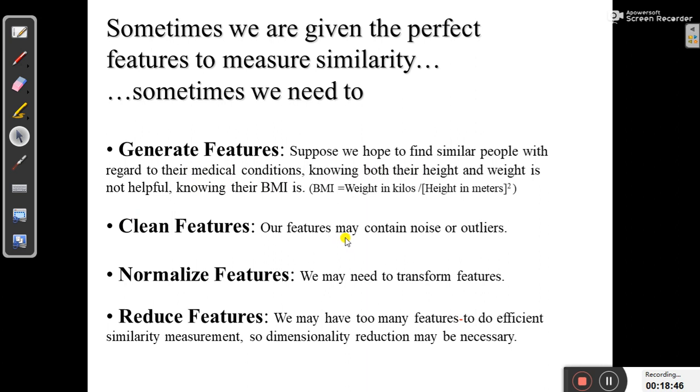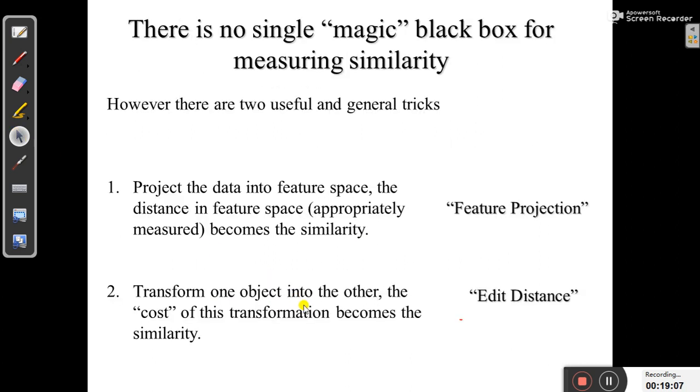Sometimes also our features may contain noise or outliers, so we need to clean the features. Sometimes we may need to transform the features to create normalized features. Sometimes also we need to reduce the features, because there might be lots of features which might not be adequate or important enough to calculate the similarity measures. So we might need to reduce those features.